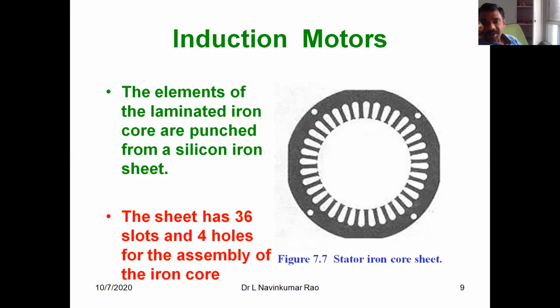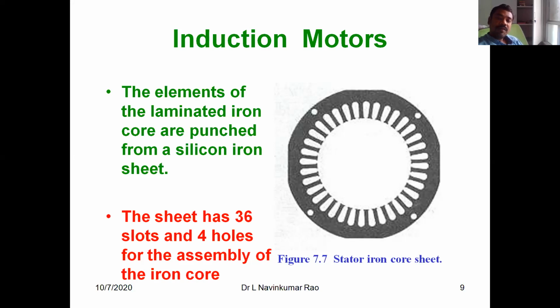The elements of the laminated iron core are punched from a silicon iron sheet. Silicon iron sheet is the core, the stator core. The stator core is made up of thin lamination, which is called stamping. The sheet has 36 slots and 4 holes for assembly of the iron core.